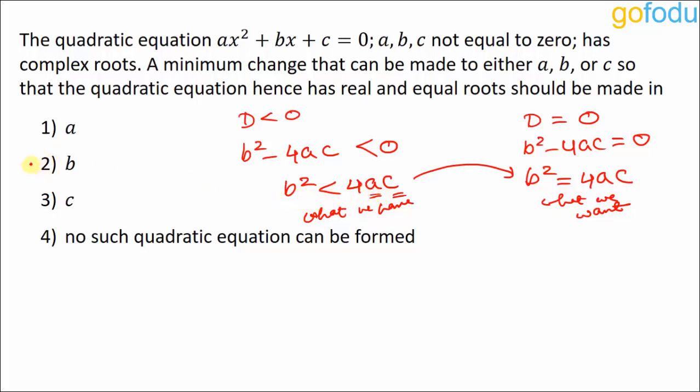So the change that should be made should be in b only, right? For a and c, we don't have any powers on them, so a large change has to be made. A will have to be decreased by a larger number in order to bring this inequality to an equality, in order to bring 4ac equal to b square. Our answer is 2. Next question.